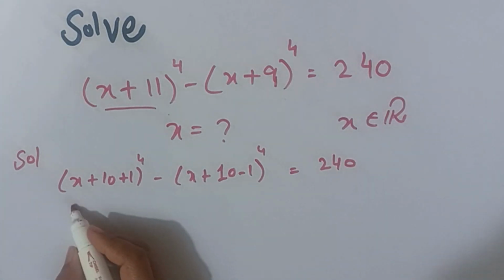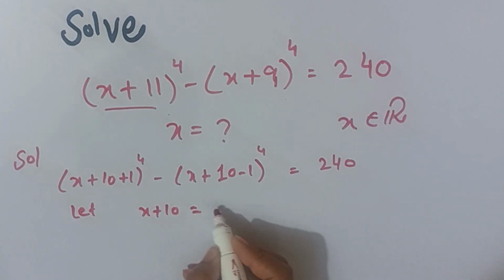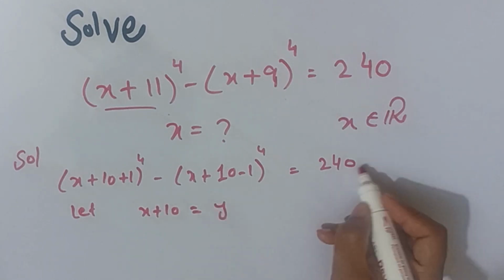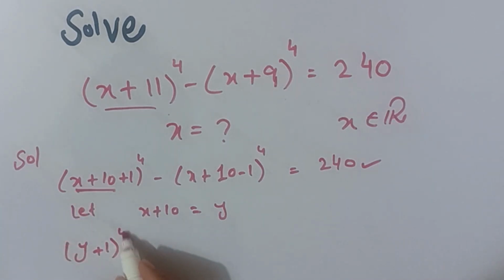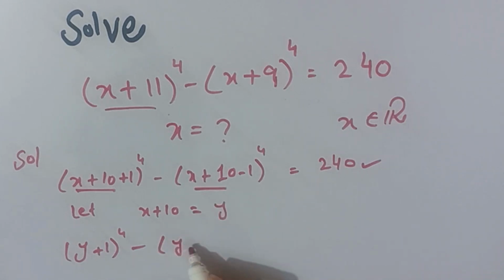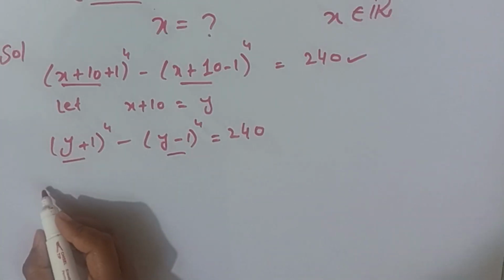Now in the next step, we let x + 10 equal y. Then the above equation will become (y + 1)^4 - (y - 1)^4 = 240. Now in the next step, we expand these terms. So here we use the identity.